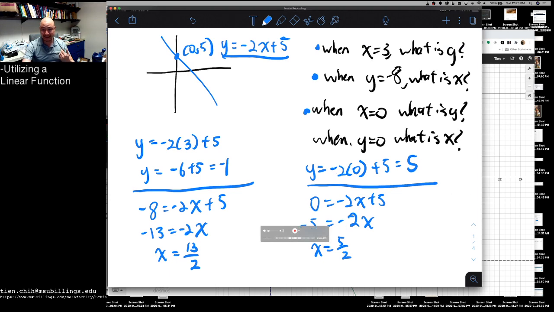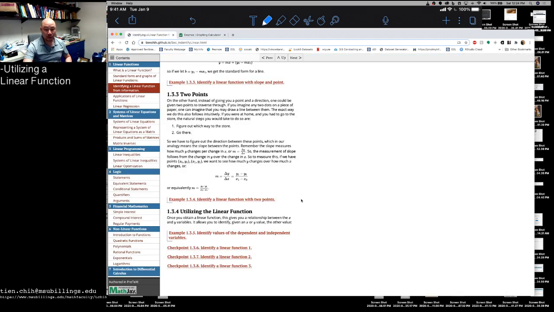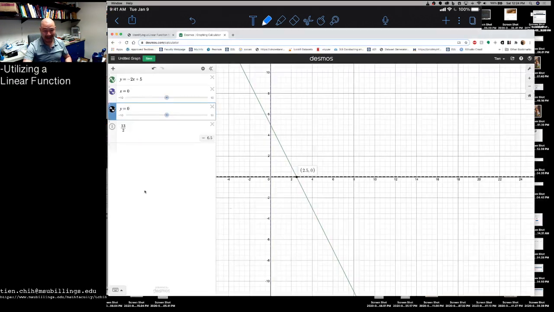And lastly, our final question is, when y is 0, what is x? So when we ask, when y is 0, our x value coinciding with that is 2.5. We had claimed that it was 5 halves, and once again, it shouldn't surprise us to see that 5 halves and 2.5 are the same.